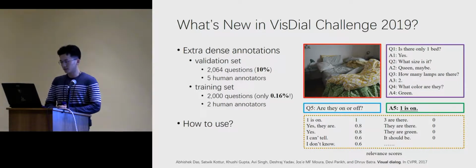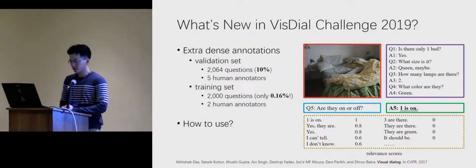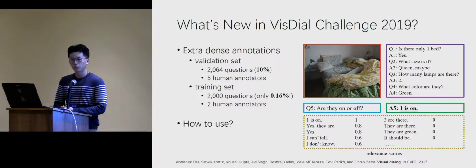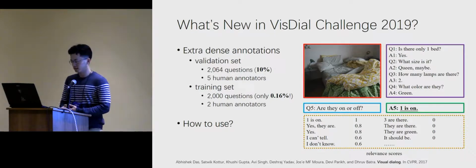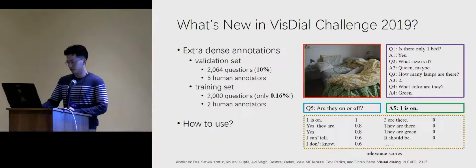There are some differences in this year's challenge. During the training stage, we are provided with an extra subset of dense annotations. Specifically, 10% of the questions from the validation set are annotated with the relevance scores by 5 human annotators. For the training set, only 0.16 of the questions are annotated by 2 human annotators. Here comes the second challenge in this year's competition: how to effectively use the dense annotations.